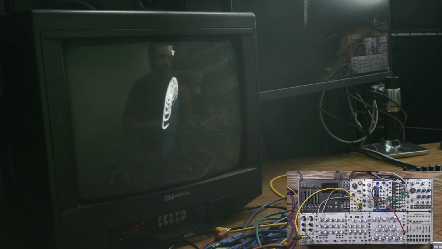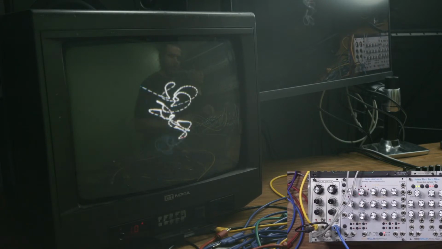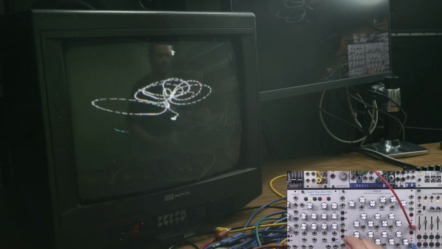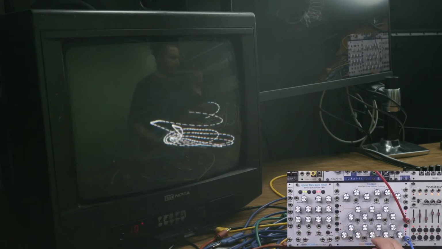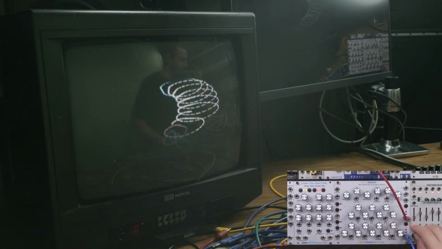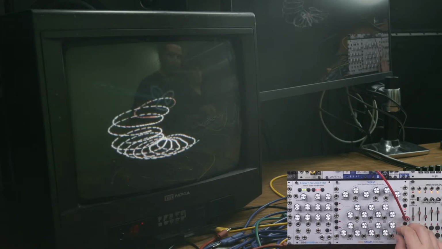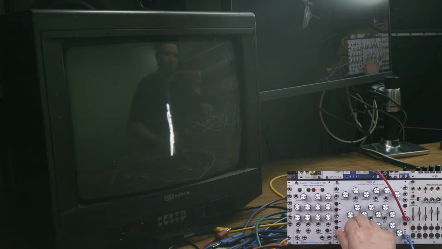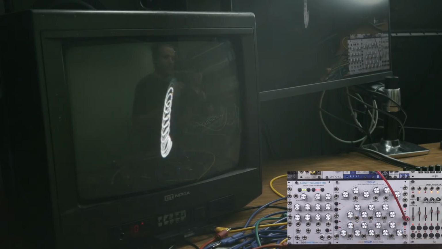So if I go to the phase CV input of this and put in a signal, it starts spinning. Let's see, what if I spin it faster? It's gonna be pretty hectic.